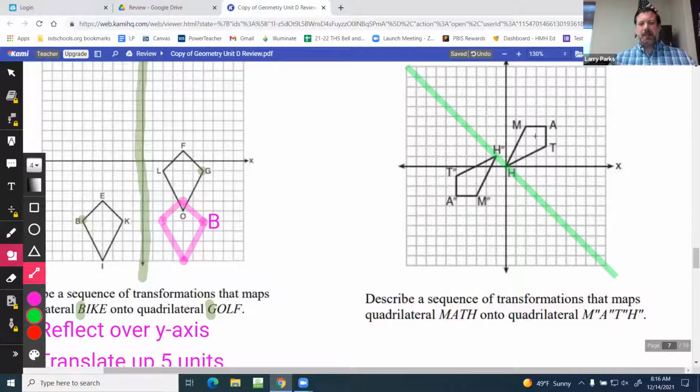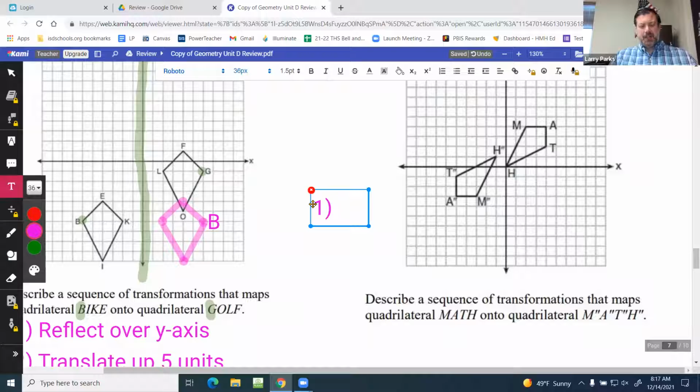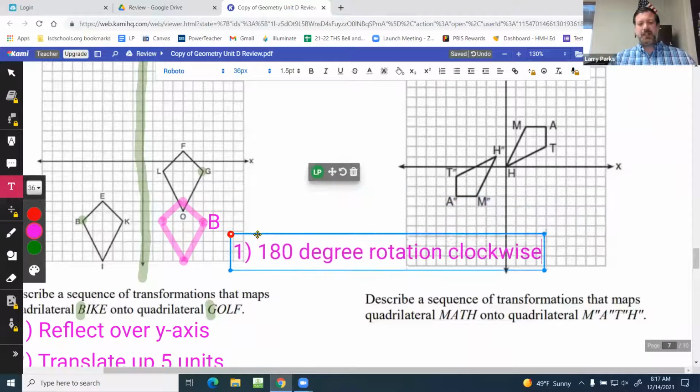So it looks like maybe I should rotate it, because then the M will end up over there. So if I had to take a lucky guess, I'm going to say, and we're just going to see what happens, we're going to do a 180-degree rotation. And it doesn't matter clockwise or anti-clockwise. Let's see what we get.